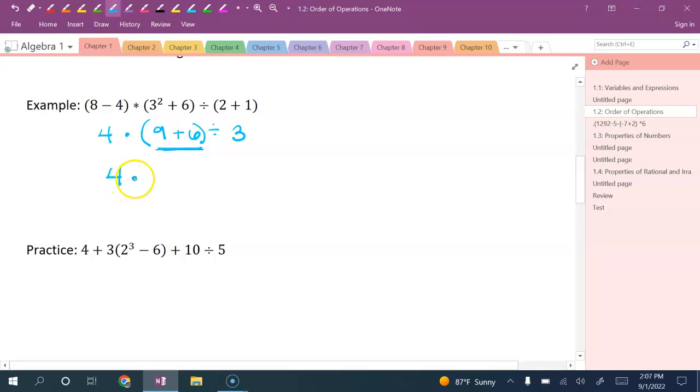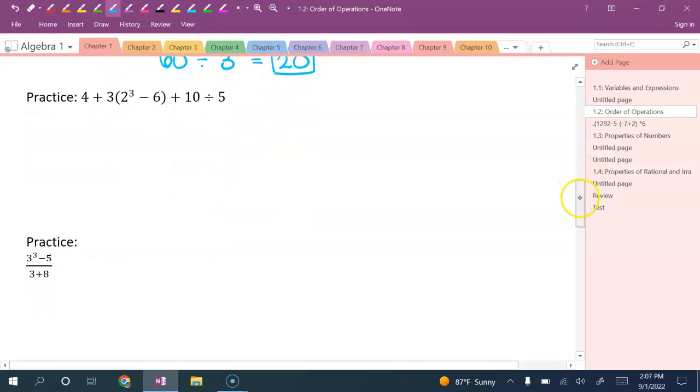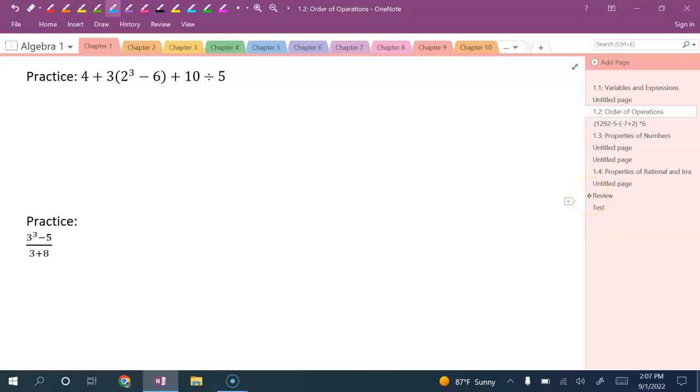So that becomes 4 times 15 divided by 3. Then we've taken care of parentheses, we've taken care of exponents. Now we go on to multiplication and division, and you read the problem left to right. So 4 times 15 comes first, so that would be 60. And then you have divided by 3, and so that would become 20 as your final answer. So go ahead and do the next two practice problems here. Pause the video, work these out, and then continue watching when you're ready to see what the answer should have been.